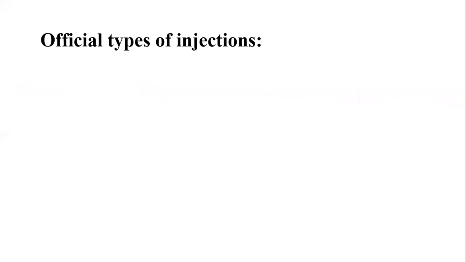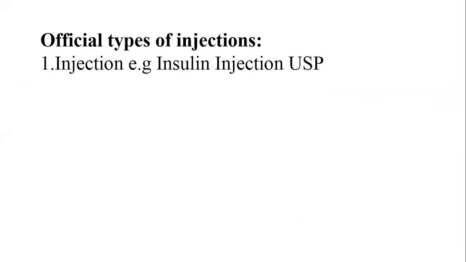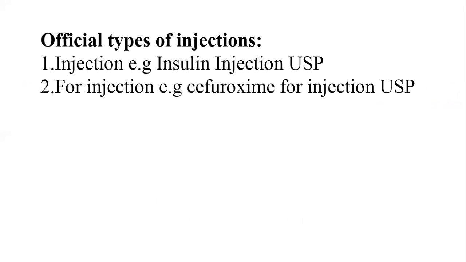Official types of injections. First, we have the first type, which is called injection. These are liquid preparations that are drug substances or solutions. Example, insulin injection USP. The second type is for injection. For injection is a dry solid that upon addition of suitable vehicle yields solution conforming in all respects to the requirements for injections. Example, we have cefuroxime for injection USP.